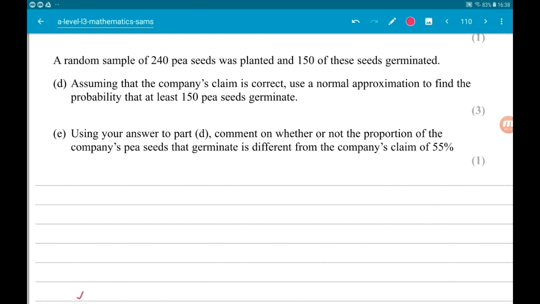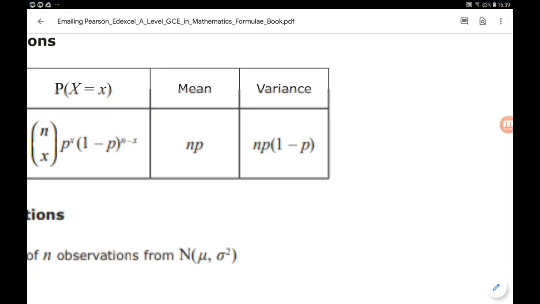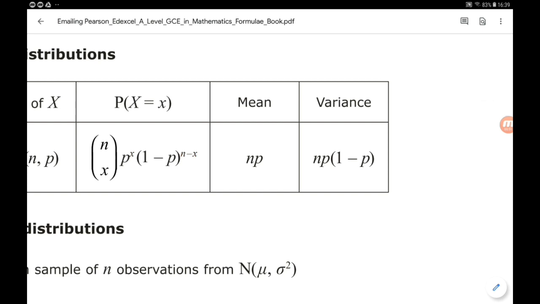Assuming that the company's claim is correct, use a normal approximation to find the probability that at least 150 pea seeds germinate. Okay, so to use a normal approximation, we need to find the mean and variance of the binomial distribution, which we can then use for the normal.